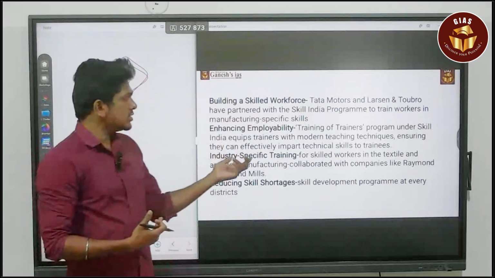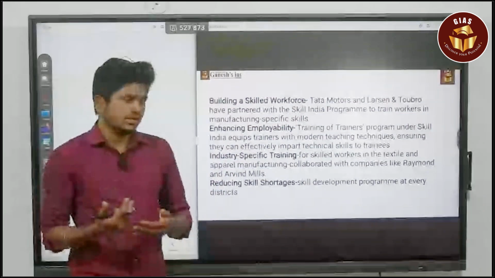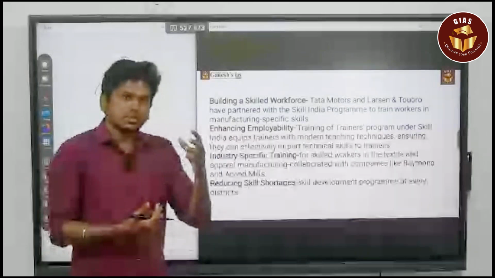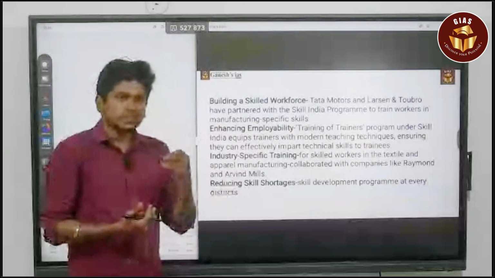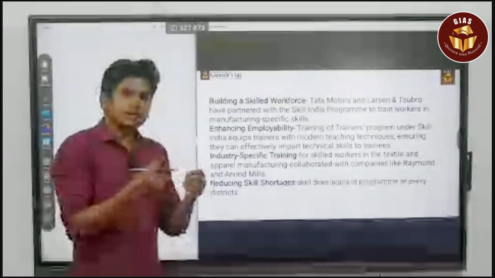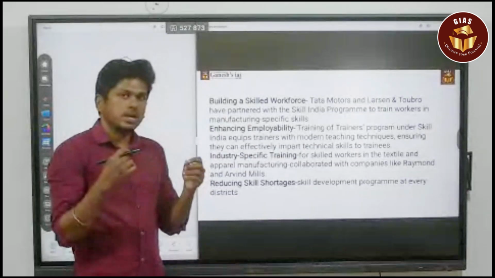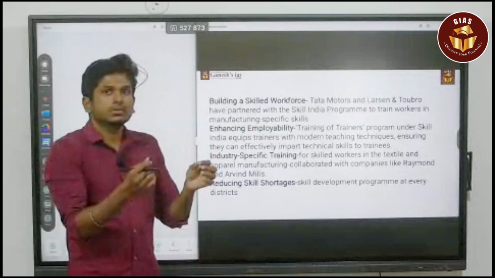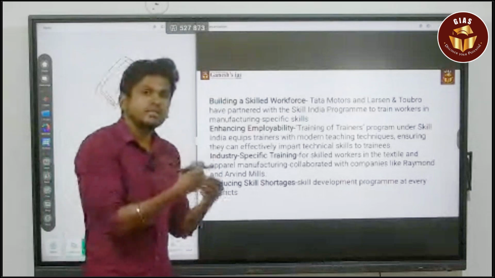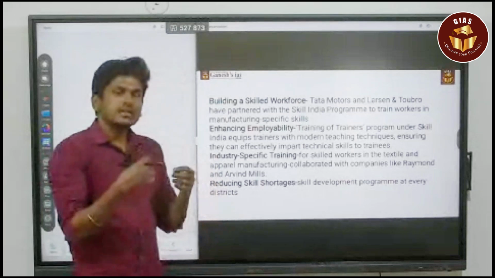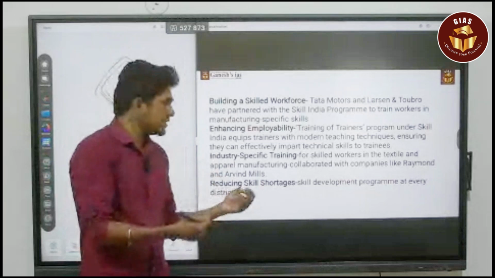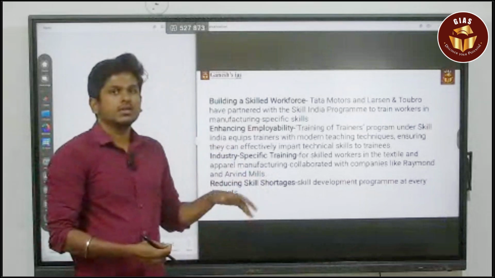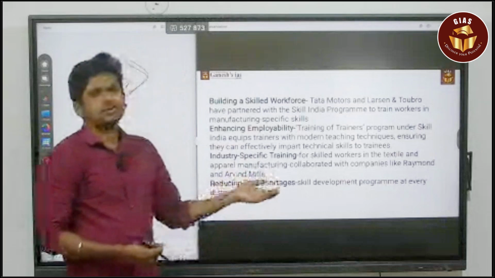Next, industry specific training. For example, when it comes to the textile or apparel industries, they need a specific skill set. For example, in the yarn or cotton industries, they have to know whether the quality of the cotton is good or not. For that, you need a certain skill set. So that training will be provided by the Skill India program. Industry specific skill sets will be guided by the Skill India program.